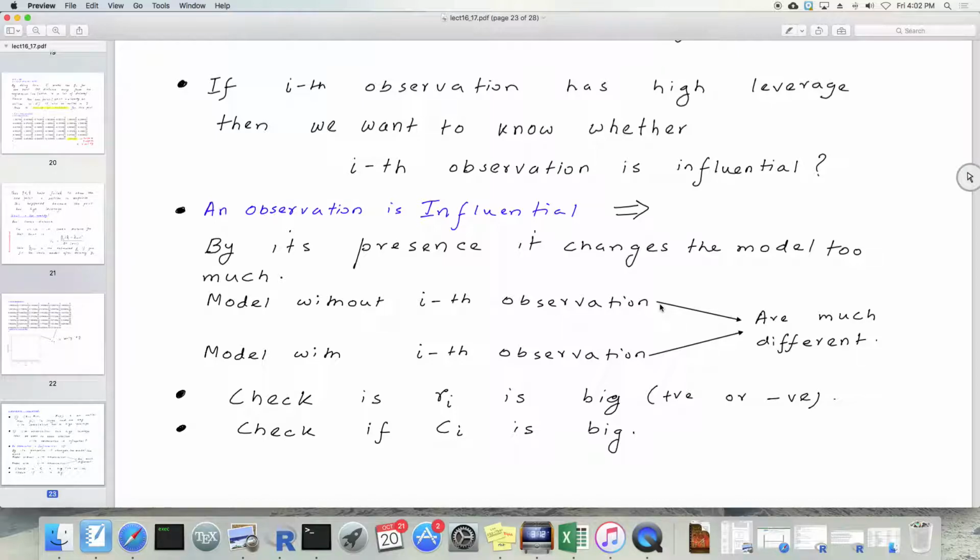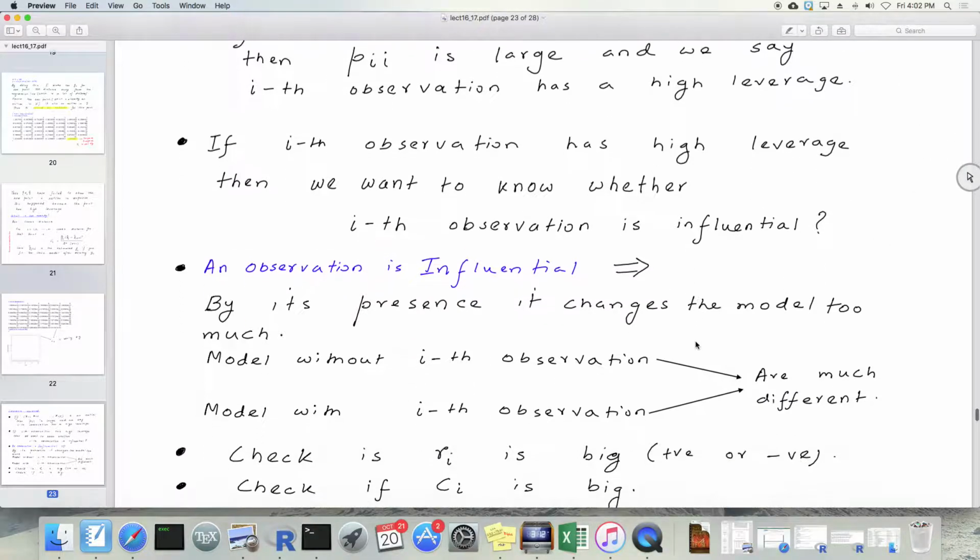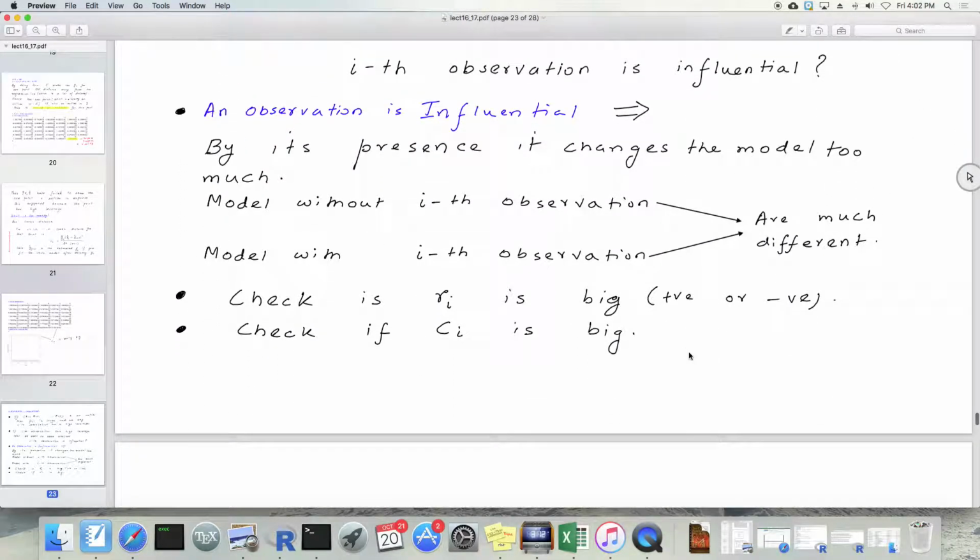So how to detect if something like that's happening? First of all, we are looking at high leverage points, and how to know if that's an influential point. A point with high leverage may not be influential, but how do you know if it's influential or not? So first of all, you check the Ri's, and next you check the Ci. Ci is the Cook's distance. That's it. So these two will tell you what you're looking for.